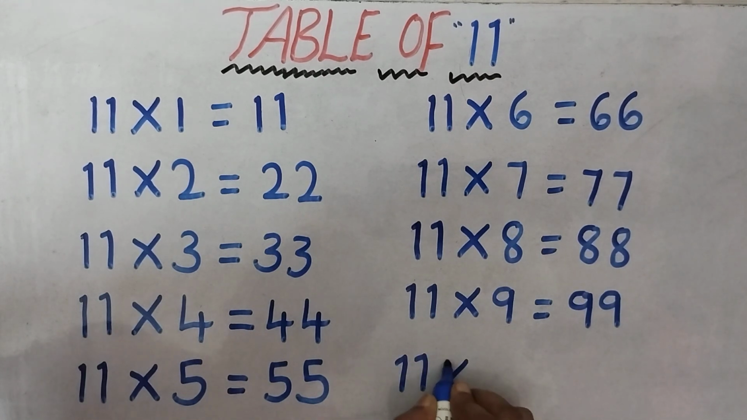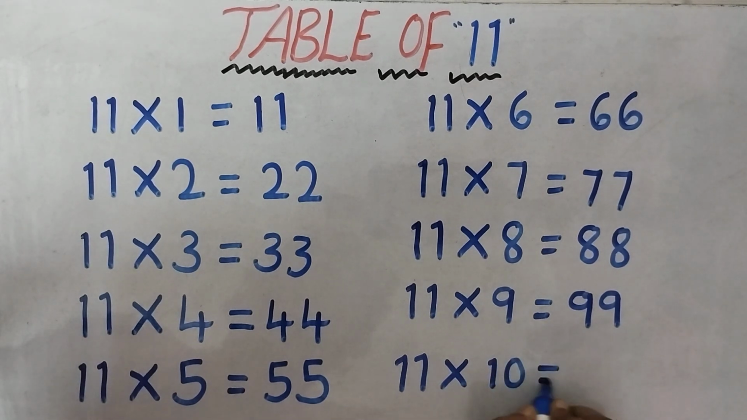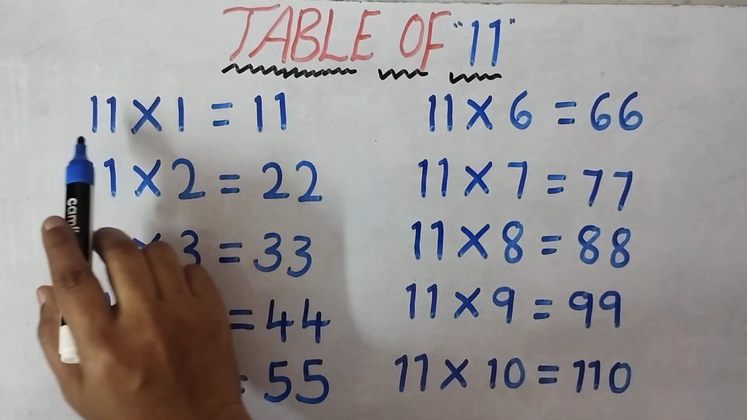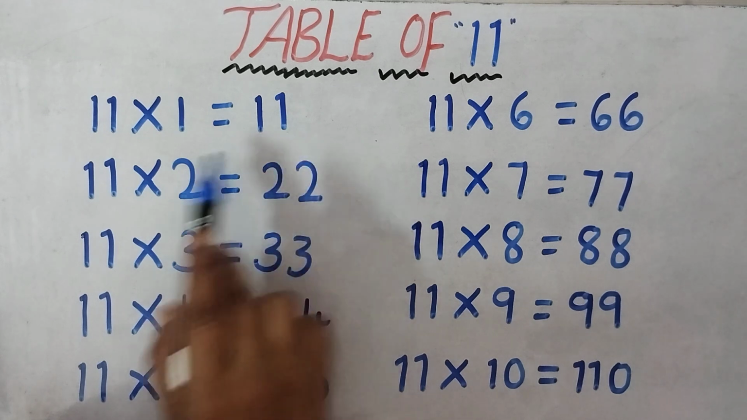11 into 10, that is equal to 110. Okay, 11 tens are 110.